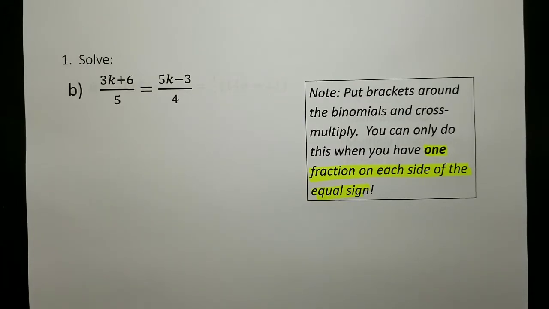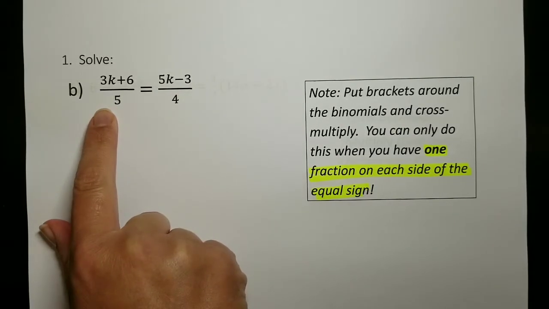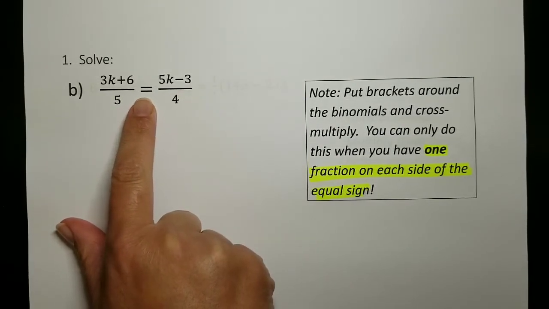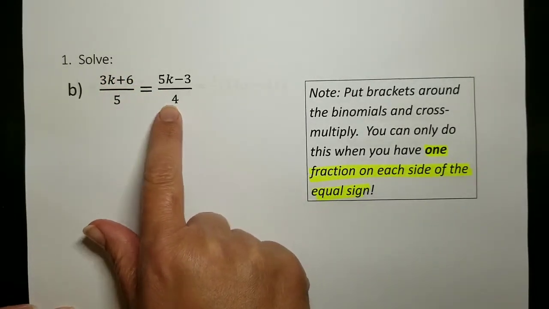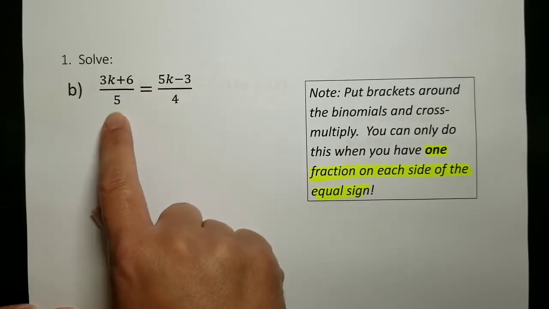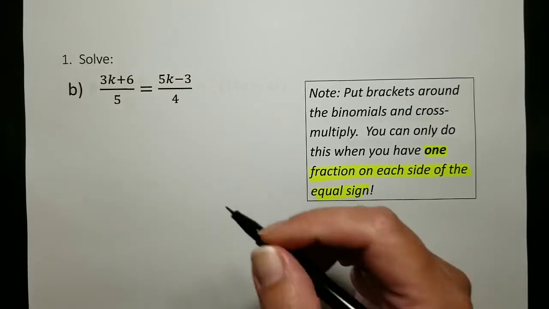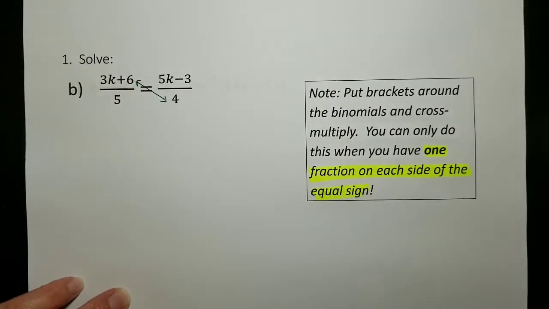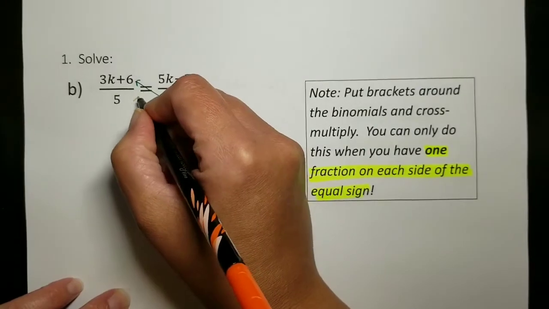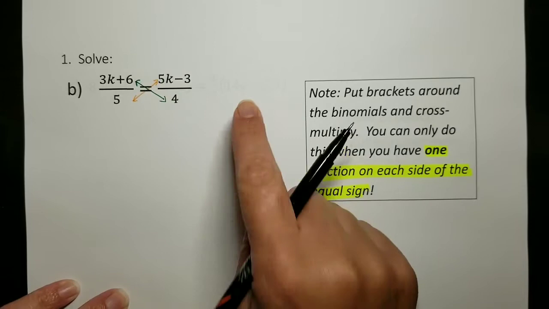But if we have two fractions equal to each other, so one fraction here, and an equal sign in between, then we can do what's called cross multiplication. And basically that's multiplying the two diagonal pieces of this fraction. So it's called cross multiplication because we're going to multiply diagonally across that equal sign. We are not able to do this if we don't have a fraction and nothing else going on in our equation.